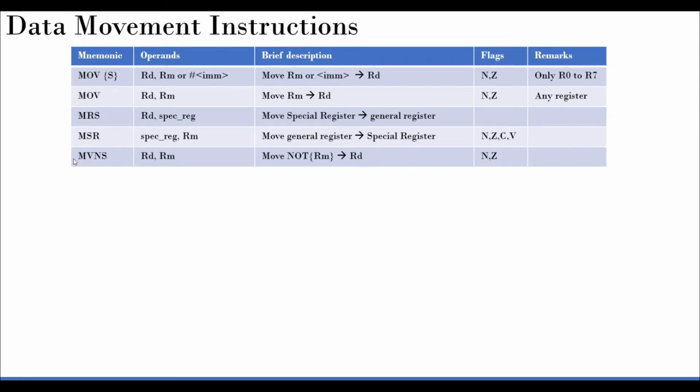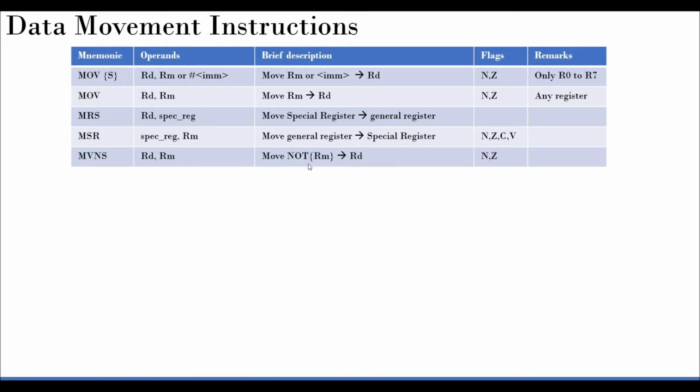And there is something which is more interesting. You can actually use something like MVNS. Actually this is strictly not belonging to the data movement instruction, because there is a NOT operation also happening. So what it literally means is MVNS RD RM. What it means is you will definitely move the content of RM to RD, but while moving that you will do an inversion of the values in RM. So basically move not RM.